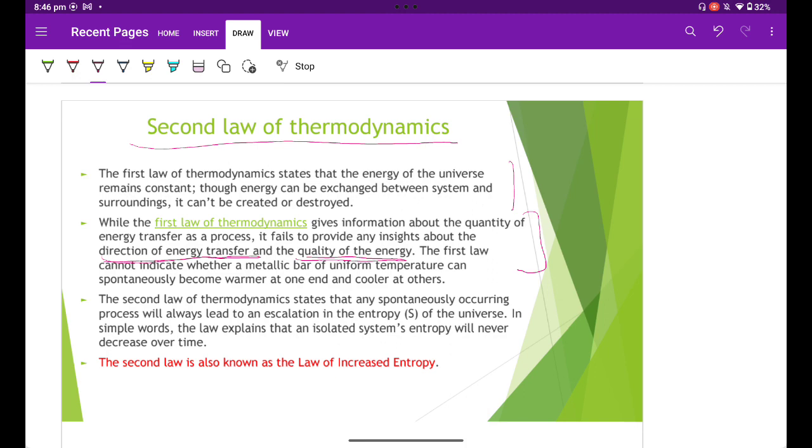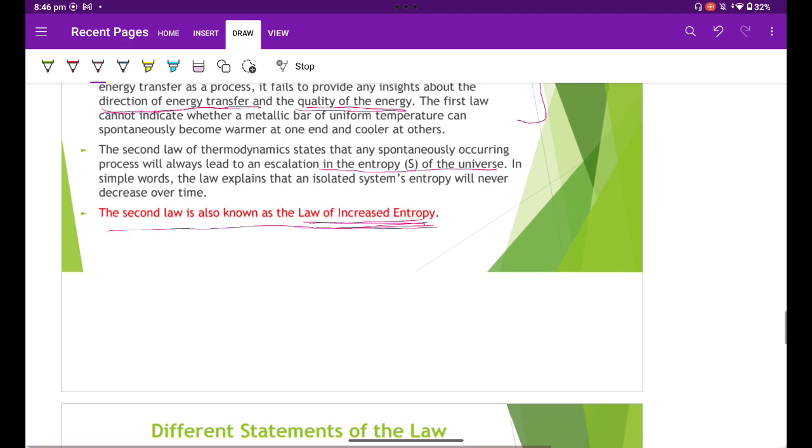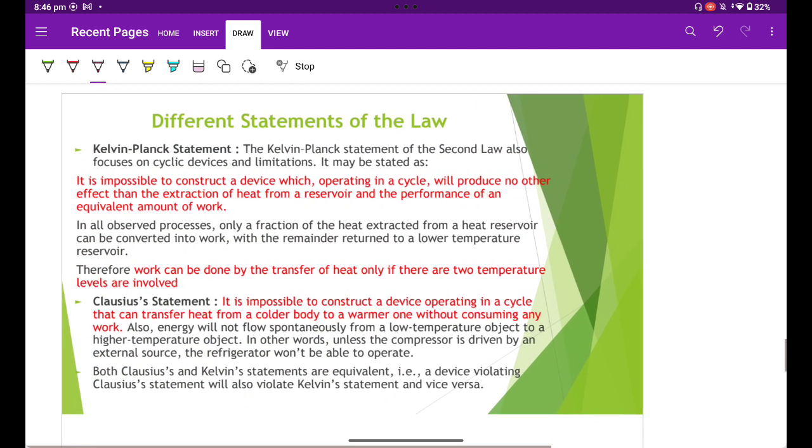Second law of thermodynamics states that any spontaneously occurring process will always lead to an increase in entropy of the universe. In simple words, this law explains that an isolated system's entropy will never decrease over time. It is also known as the law of increased entropy. We have two statements to define the second law of thermodynamics. One is based on the Carnot cycle, another is based on the refrigerator.